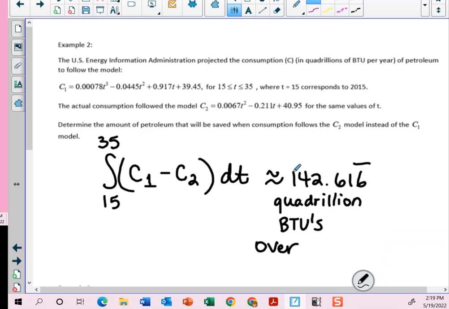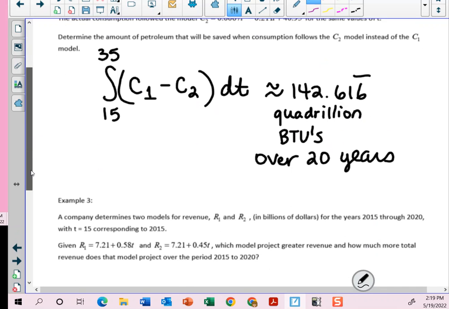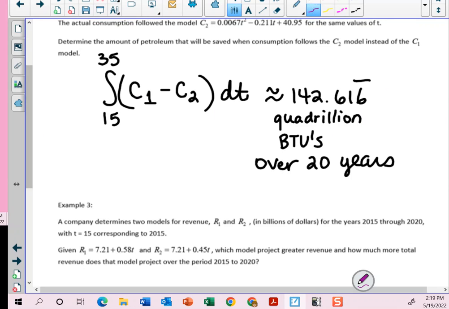And that's over the 20-year span. So from 2015, it's this many BTUs over 20 years. If we wanted to find per year, okay, we would take that 142.616 divided by 35 minus 15, or 20. Okay, and get like 7.1.